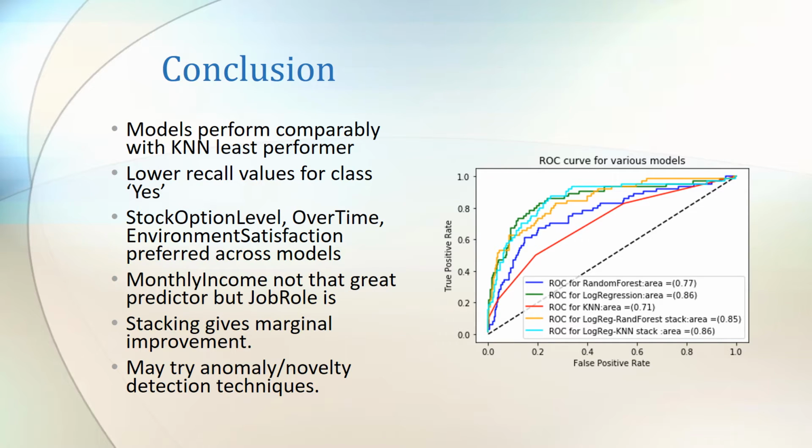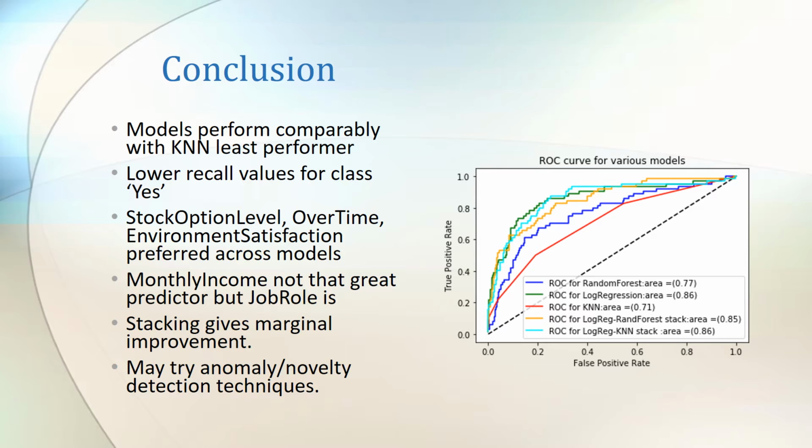To compare all of the models together, I've created this ROC curve, and we can see that the line in red is for KNN and it has the least area under the curve. So this is the least performing model, as we had expected. The other models, the one in green, which is the LogisticRegression, the one in orange, which is the LogisticRegression plus RandomForest, and the third in cyan, which is the LogisticRegression plus KNN stacked model, are all performing comparably. However, the RandomForest is not performing that well.